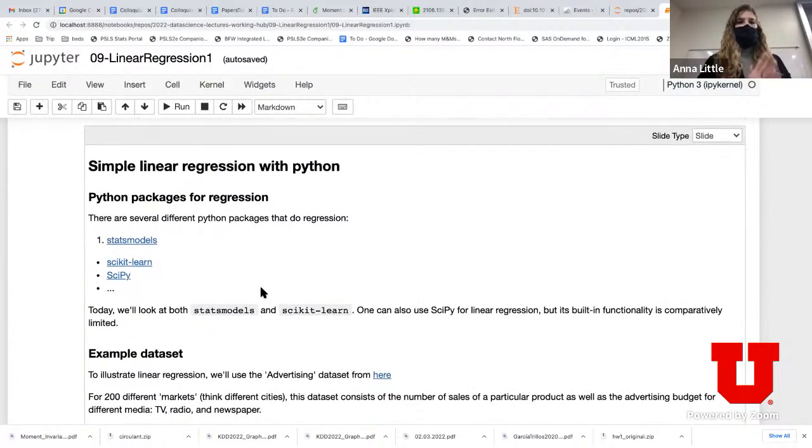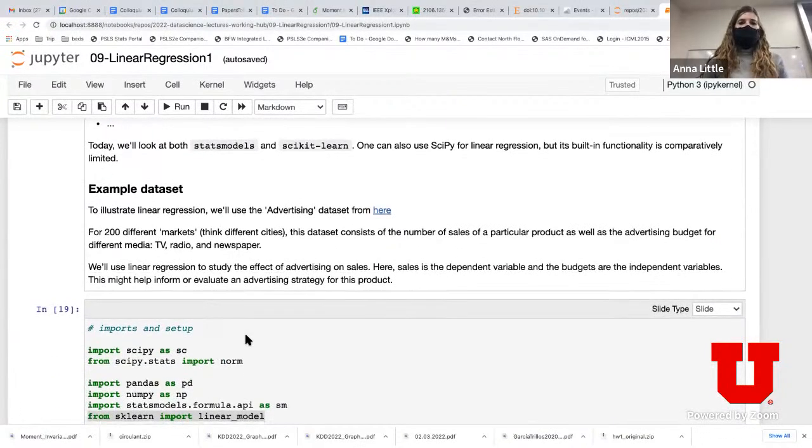Okay, so let's see how we're going to do this in Python. There are a number of different Python packages available for linear regression: statsmodels, for example, scikit-learn, and scipy. The functionality in scipy is a little bit more limited, so we're going to look at the first two, and especially the statsmodels one.